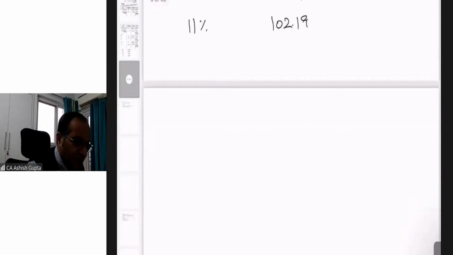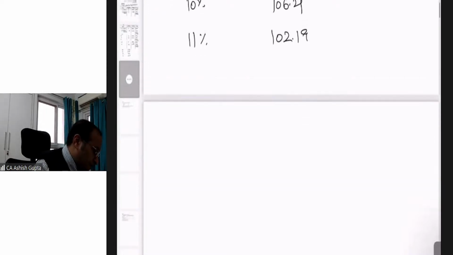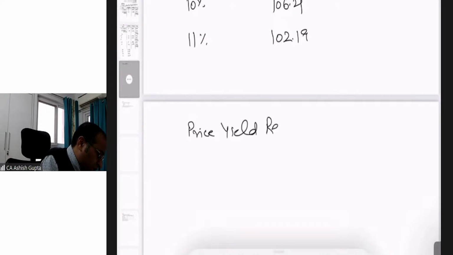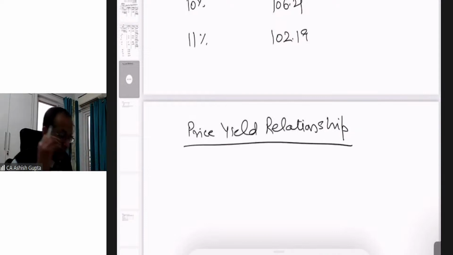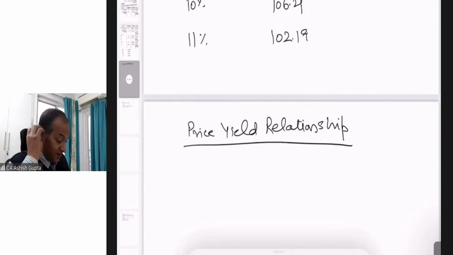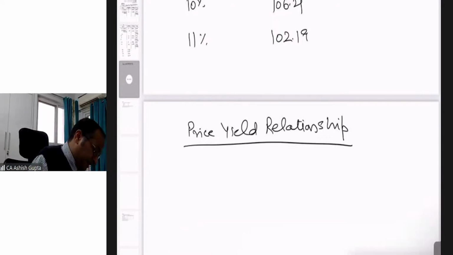Now, student, let us see. If we see these values, we come to know there is a price-yield relationship, a bond price-yield relationship. Now, this relationship will be understood from this analysis question. Now, let me show you.